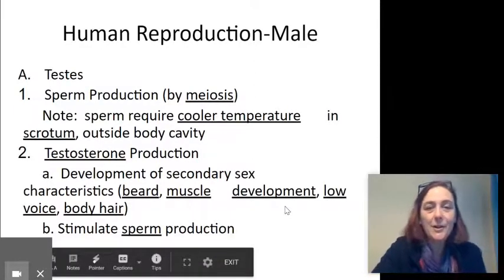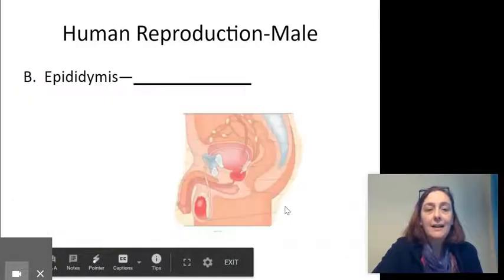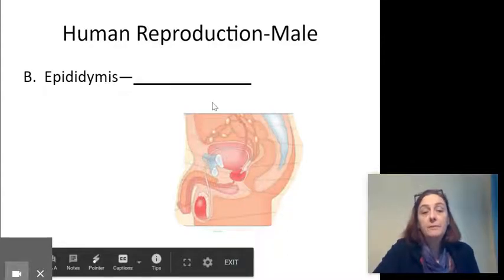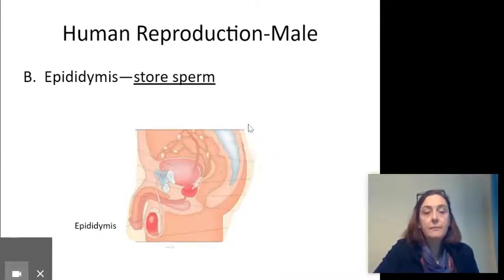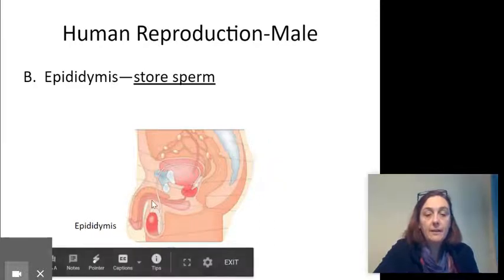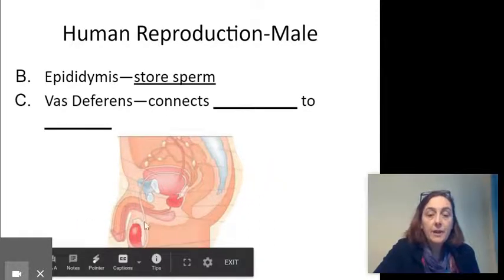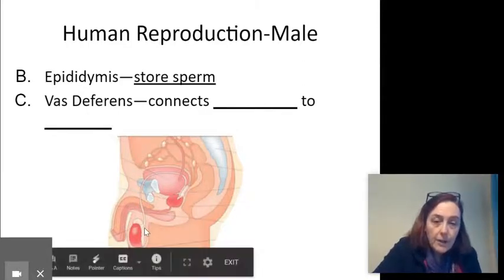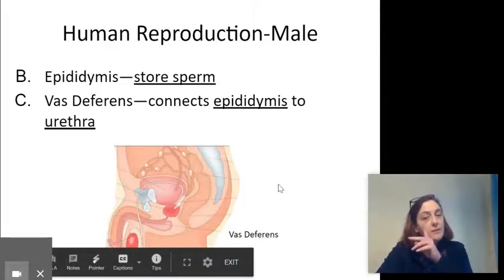All right, so we're going to go on to the epididymis. So after the sperm is produced in the testes by meiosis, and remember the testes also make testosterone, the sperm are stored in the epididymis. You can label it right there, that's the epididymis. And then it goes up into the vas deferens, which connects the epididymis to, right here you'll see, if you follow the pointer, the vas deferens goes up and around and then comes down, and then there's the urethra. It connects the epididymis to the urethra.